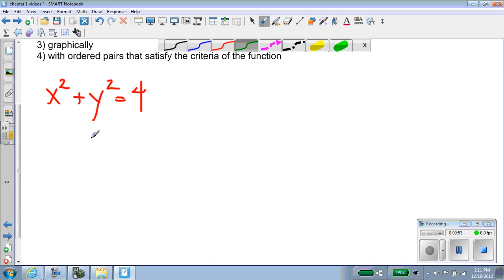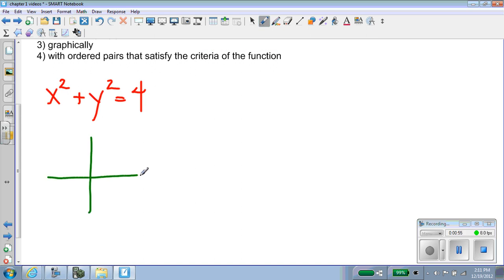x squared plus y squared equals 4. Graphically, that's a circle with radius 2. Oh, pretty ugly looking circle. I've shown it graphically. Here it is symbolically. To each element in the domain, x is usually considered the domain.